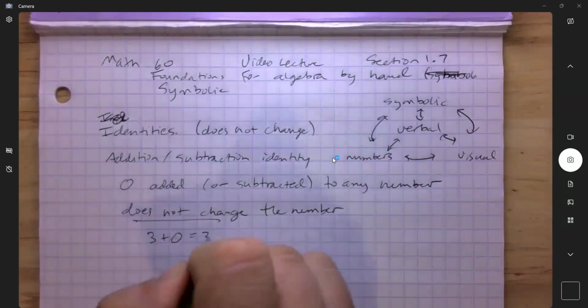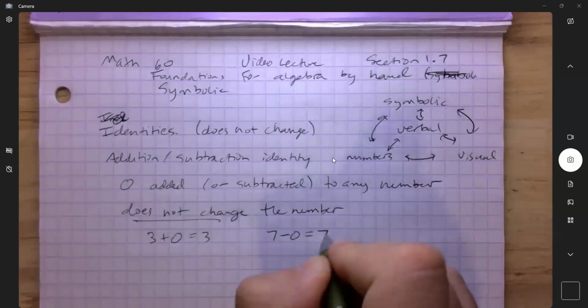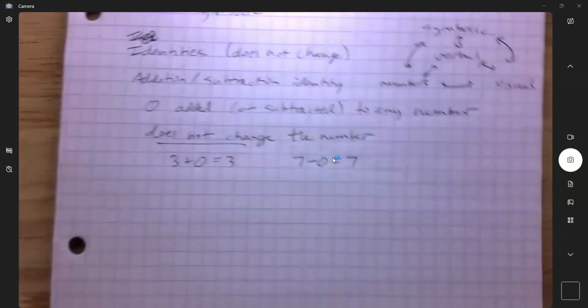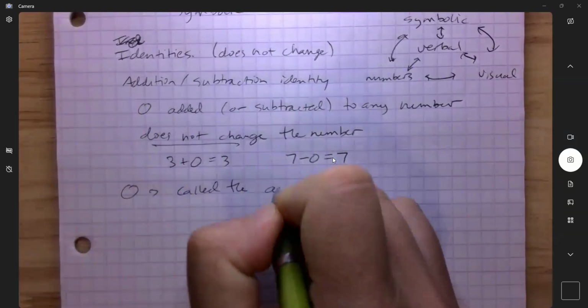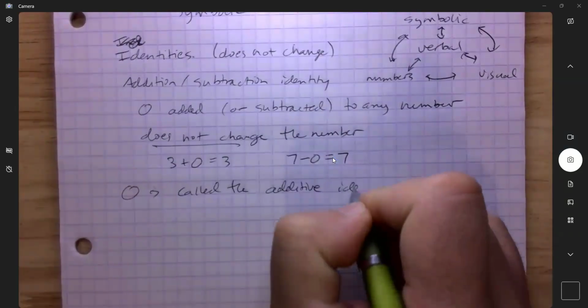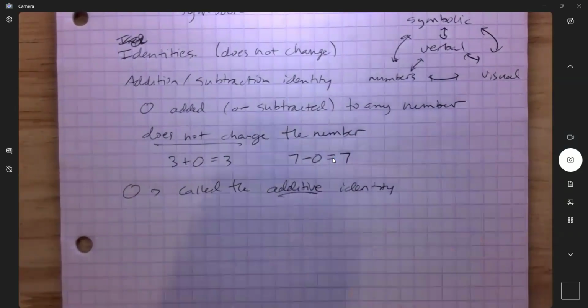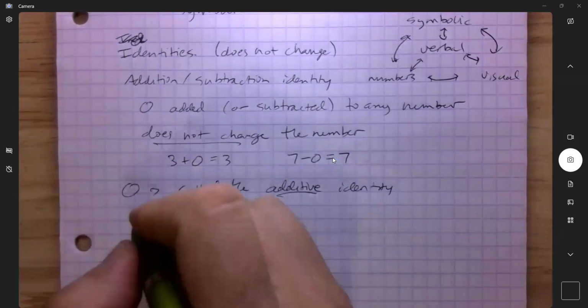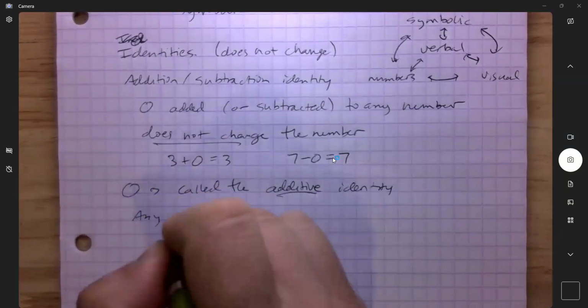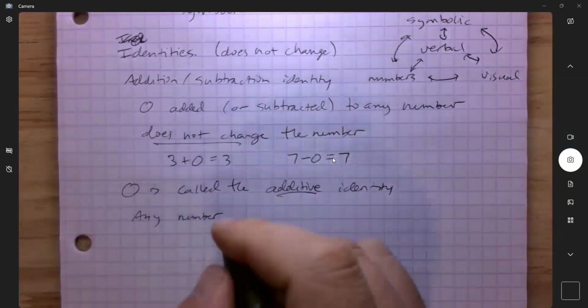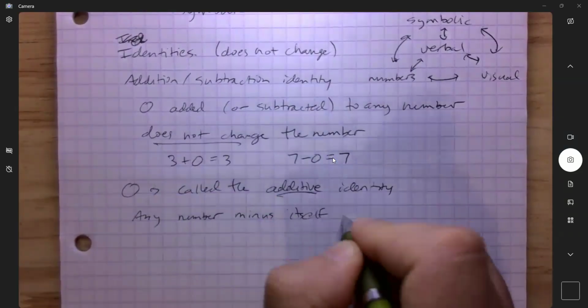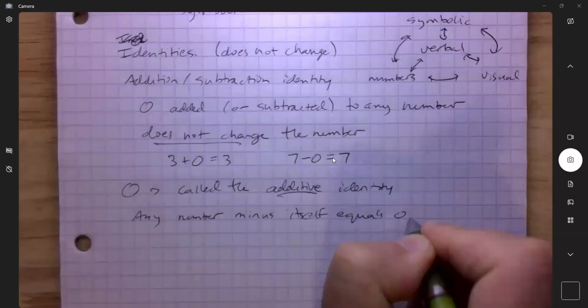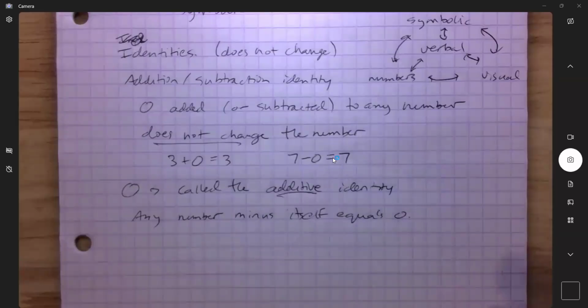3 plus 0 is still 3. 7 minus 0 is still 7. 0 is called the additive identity. And one consequence of this is any number minus itself, or subtracted from itself, equals 0. This is going to give us some good tools for working with algebraic equations.